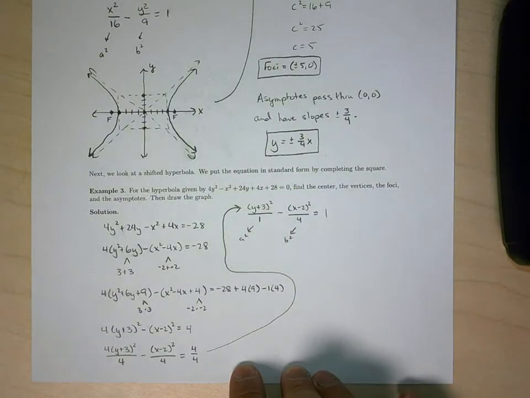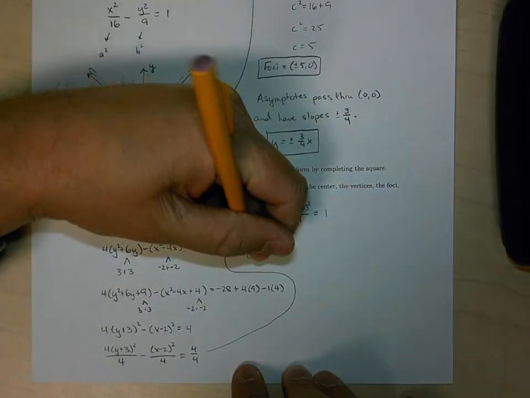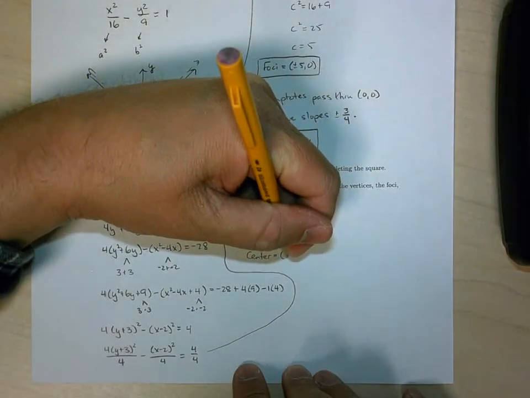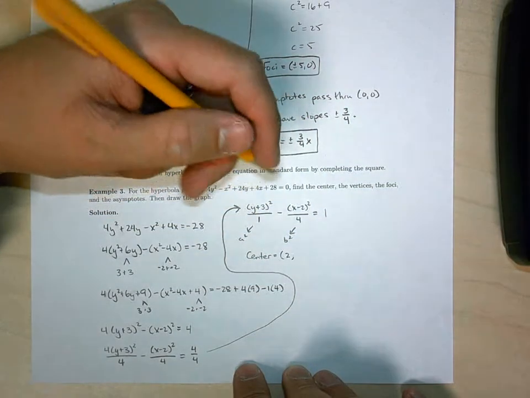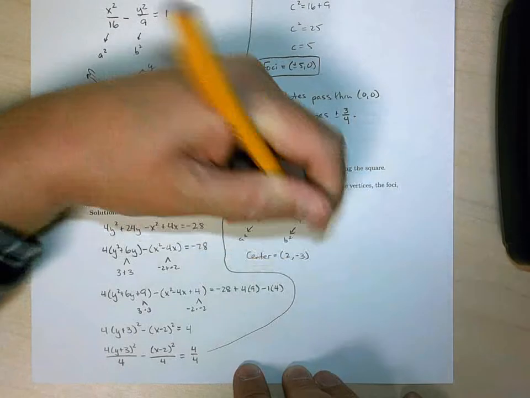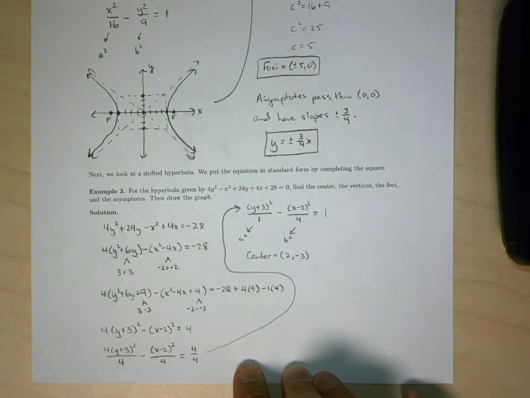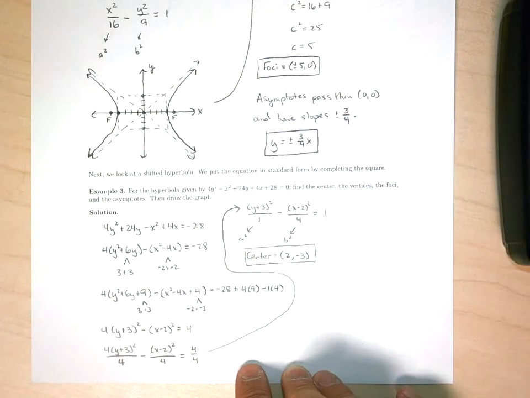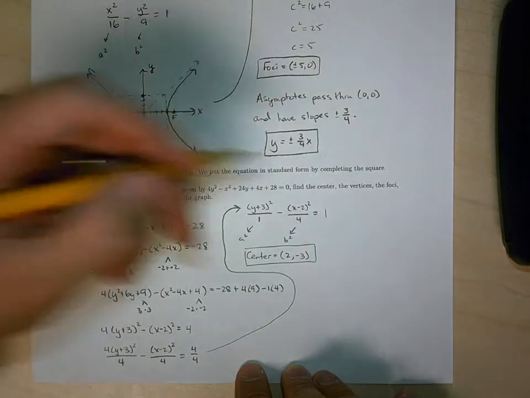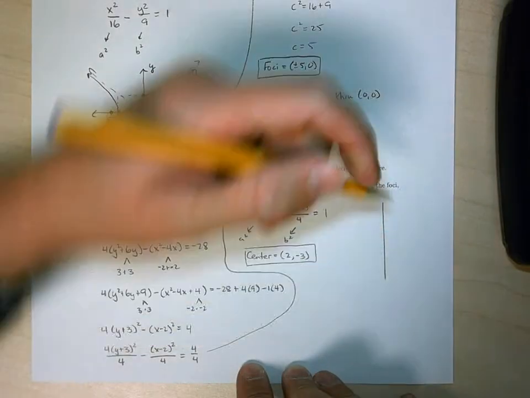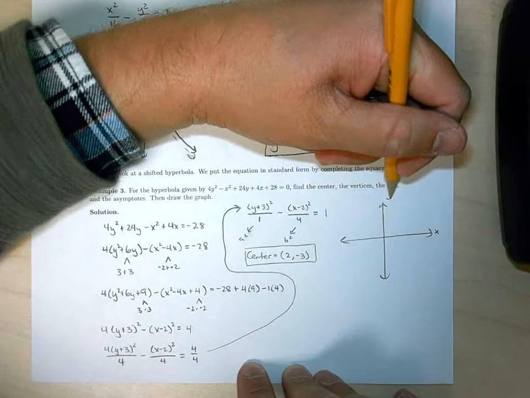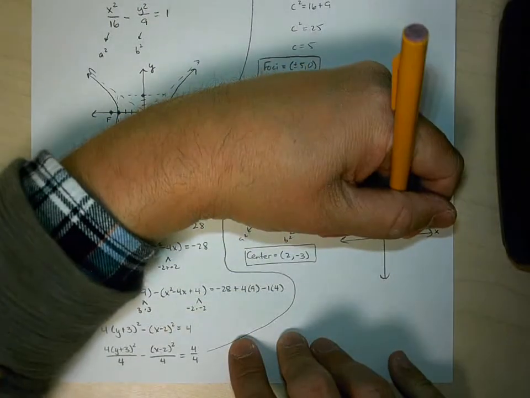So right away, I have no hope of graphing this if I can't say what the center is. I need to know where I'm going to start this thing. Well, the number by x, the opposite of this number is 2, and the opposite of the number by y is -3. So I have a center of 2, -3. Okay, so to graph this thing, I'll go to 2, -3.